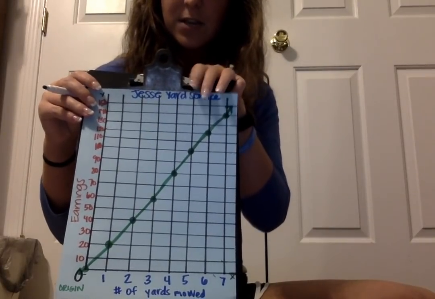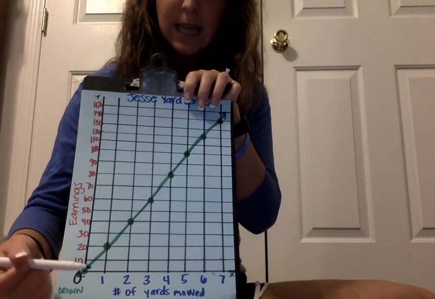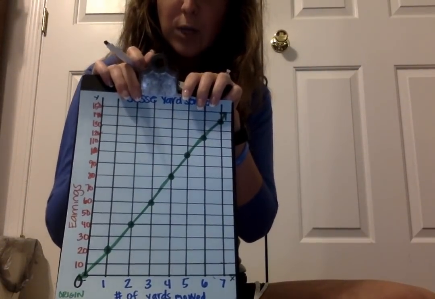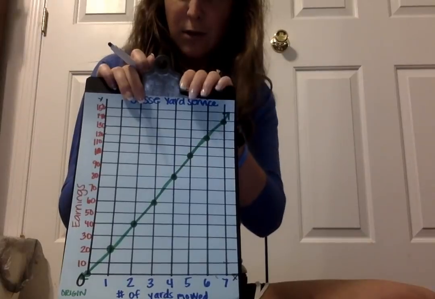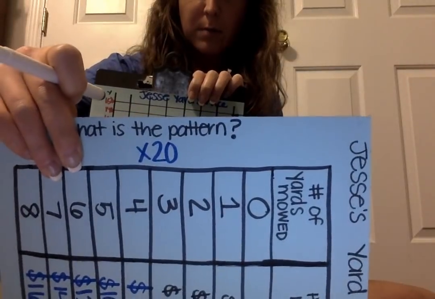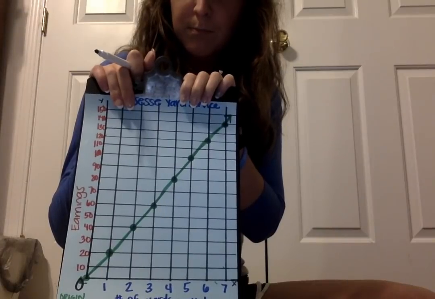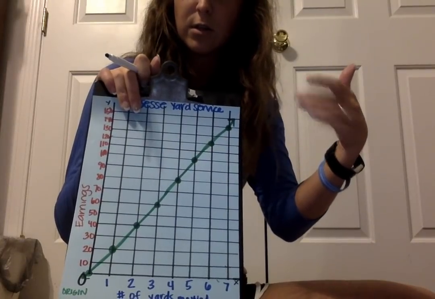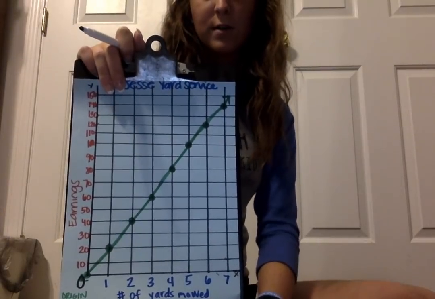Now, if he started out at $0 and he continued to increase, how much money would he make if he mowed 9 yards, if this pattern continued to go? So if you remember back, the pattern was multiplying by 20. So think about what 9 times 20 is. And it's 180. Good. So if the pattern continues to increase, the more yards he mows, the more money he's going to make.